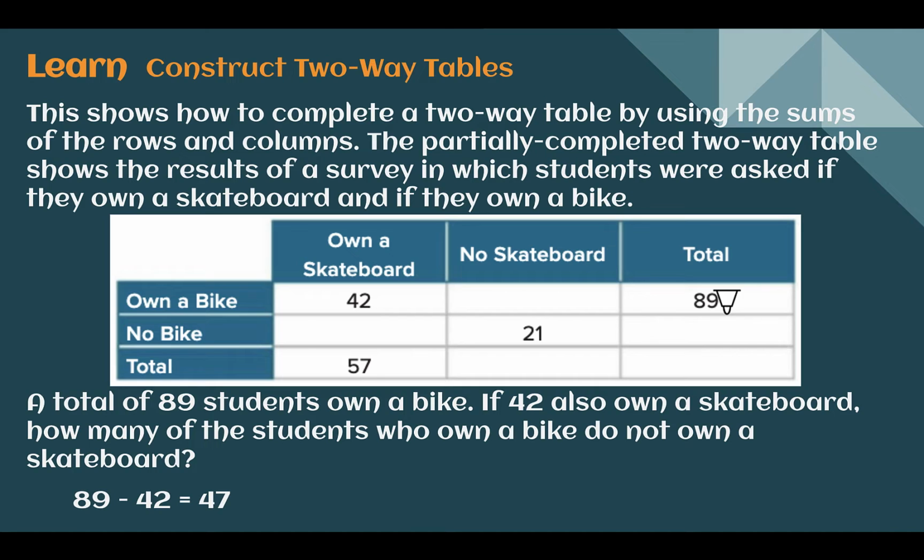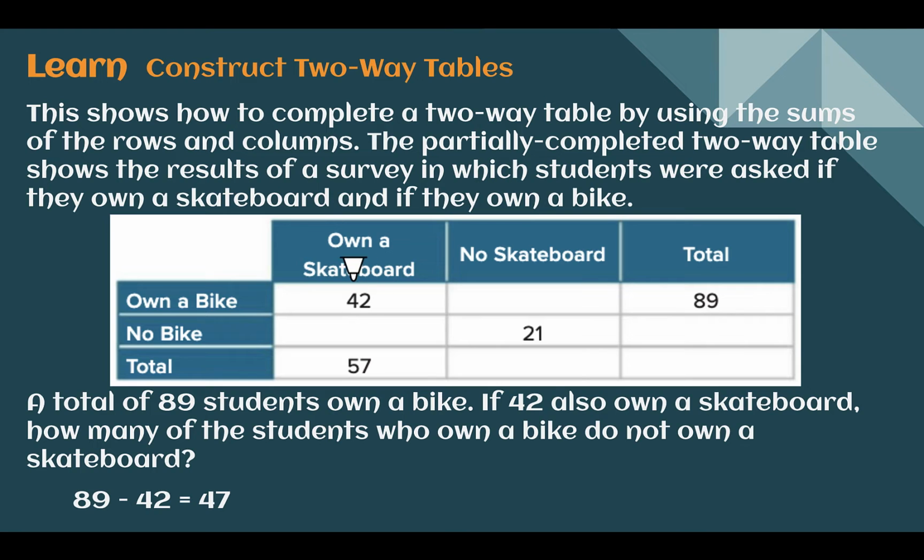Here we can see how to construct a two-way table that's not completely filled in. A two-way table is made by using the sum of the rows or the columns. Many times you're going to see two-way tables that look like this, where they are partly completed. So here we have a two-way table showing the results of a survey where students were asked if they own a skateboard and if they own a bike. So maybe question 1, do you own a skateboard? Question 2, do you own a bike?